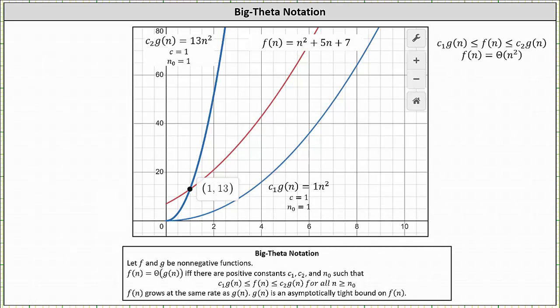In red, we have the graph of the given function f of n. In blue, we have the graph of c sub 1 times g of n, which is 1n squared, which is the lower function. We also have the graph of c sub 2 times g of n, which is equal to 13n squared, which is the upper function. Notice for n greater than or equal to 1, c sub 1 times g of n is less than or equal to f of n, and f of n is less than or equal to c sub 2 times g of n, which is why f of n is Big-Theta of n squared, and we can also state that f of n grows at the same rate as g of n, and g of n is an asymptotically tight bound on f of n.